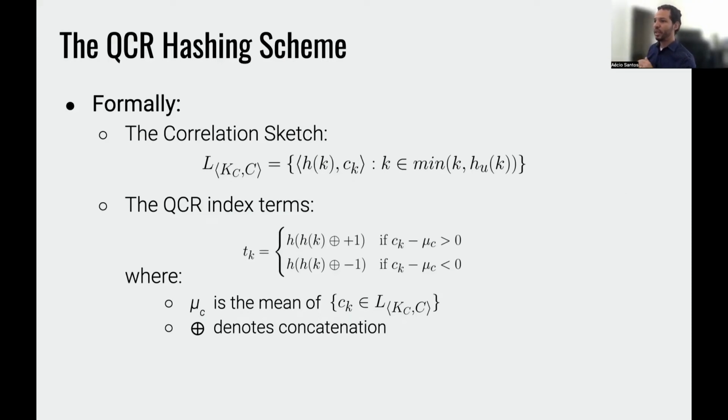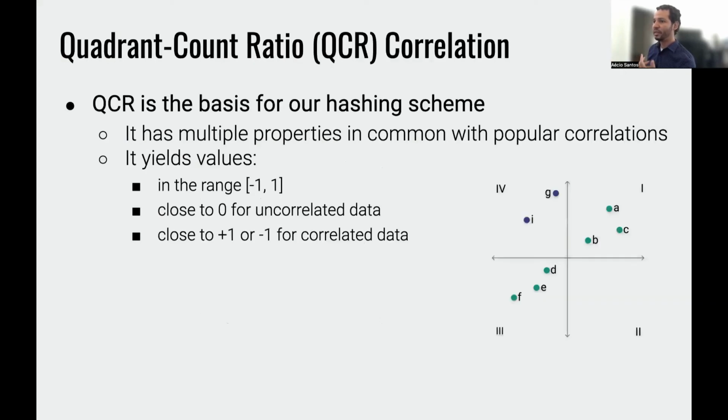And this +1 or -1 depends on the average of all the numeric values. So let me actually take a step back and show you the intuition for how this works. Essentially, this is based on this idea of quadrant-count ratio correlation, which is a similar correlation measure.